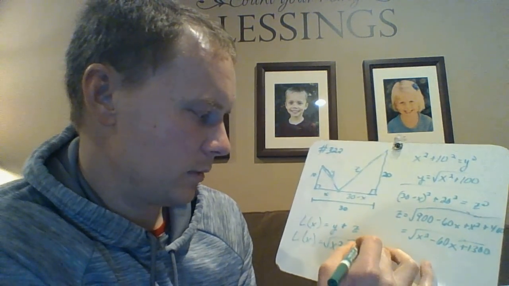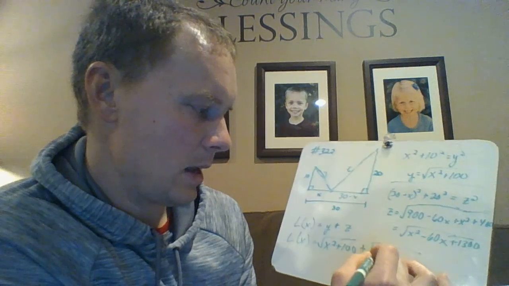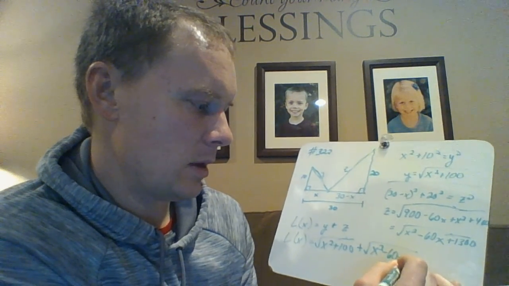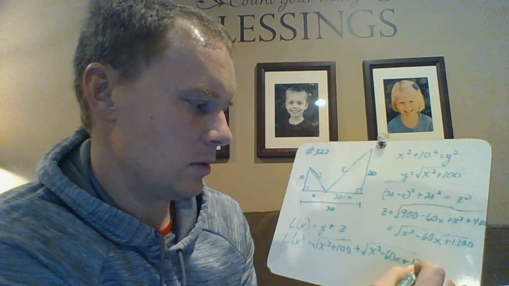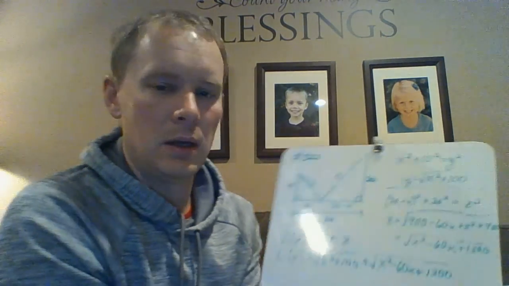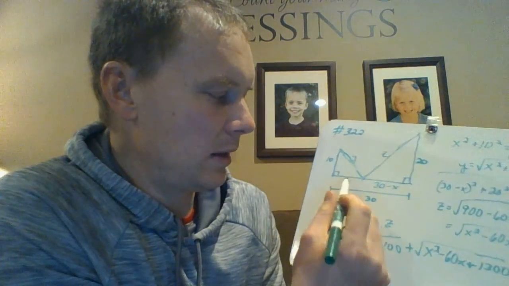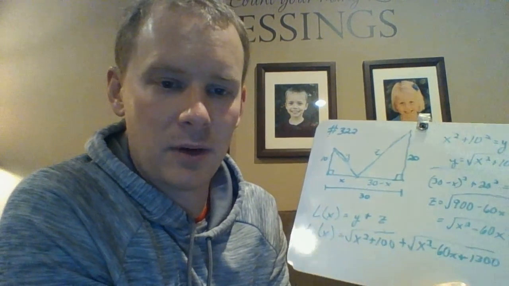So that can go in for z, and we now have a function that represents the distance or the total length of those wires, and the problem says we want to minimize that. What is the length of x that minimizes this function?